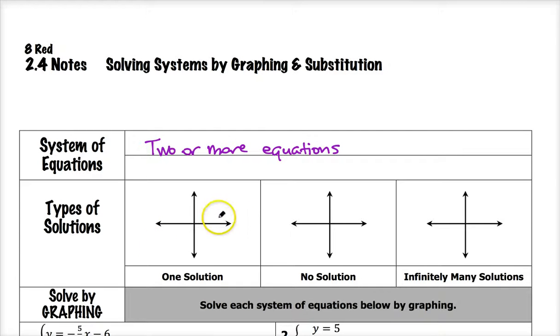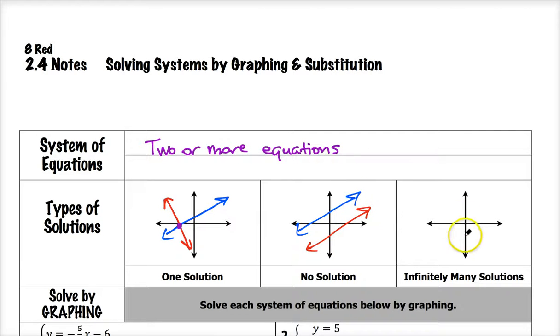So if I had one line and then a second line, their intersection point, which would be an ordered pair (x, y), would be the solution of that system. There are, however, times when you could have two lines and no intersection point, and that's when you have parallel lines. So if you had lines that look like this, the system of equations would have no solution because there is no intersection point.